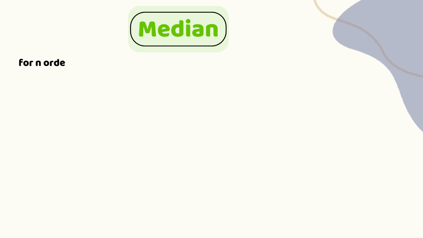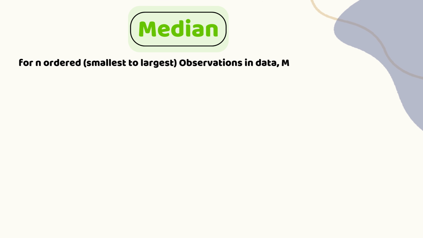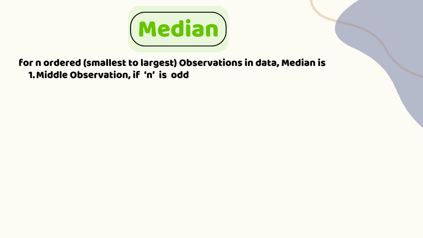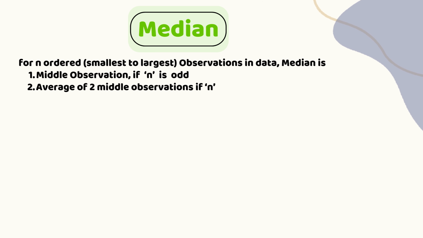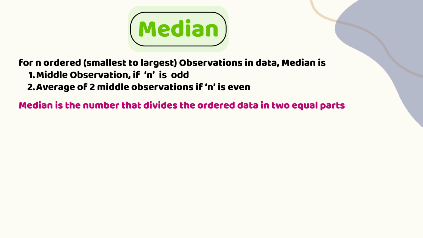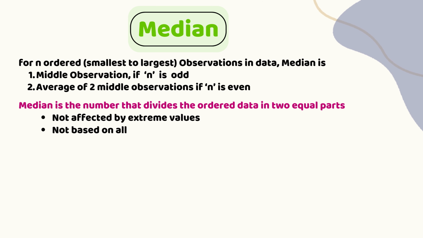So let's see what the median is. If we arrange the data in ascending or descending order, median is the middle observation when n is odd, or the average of two middle values when n is even. Median splits the data into two equal parts. It is not affected by the extreme values and it does not depend on every single observation.